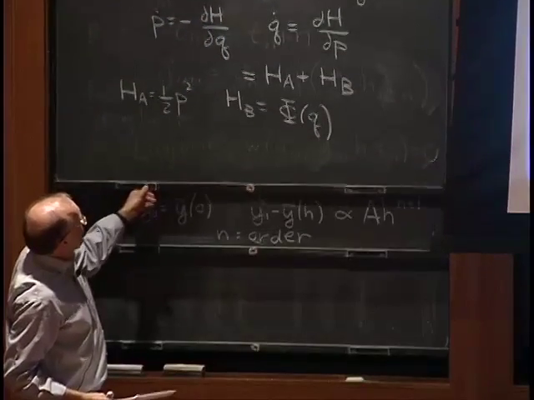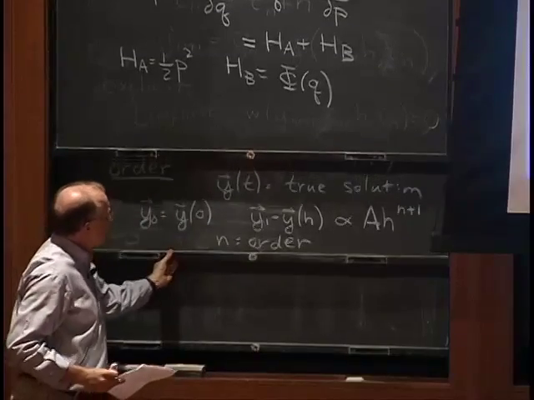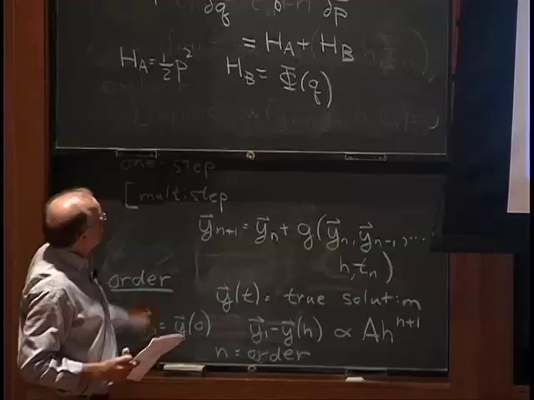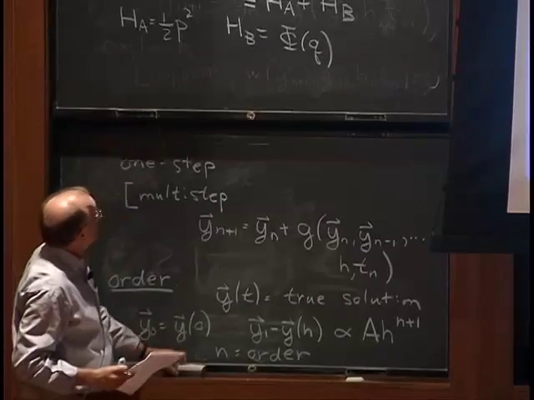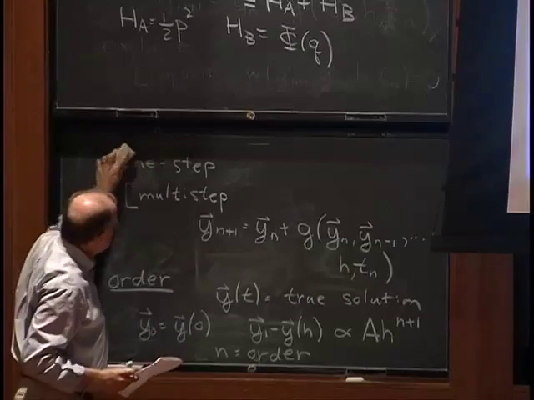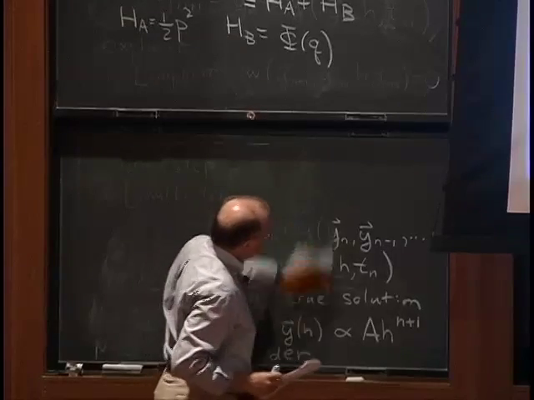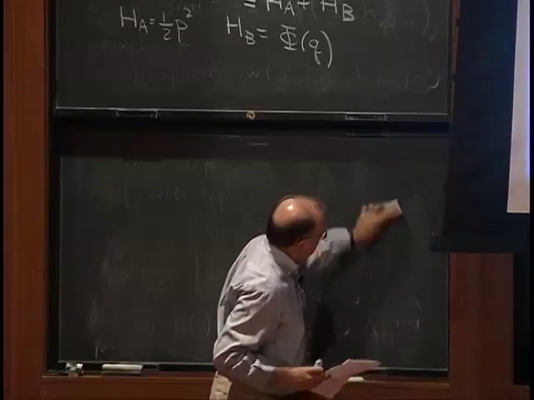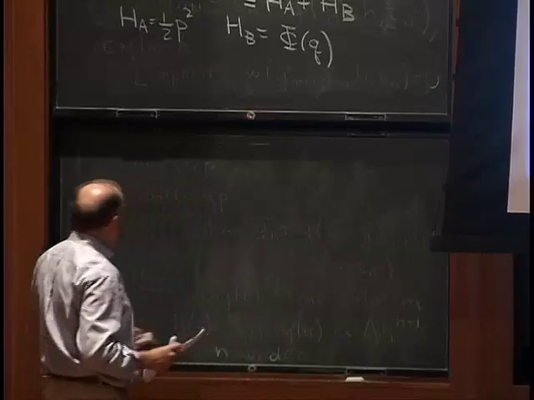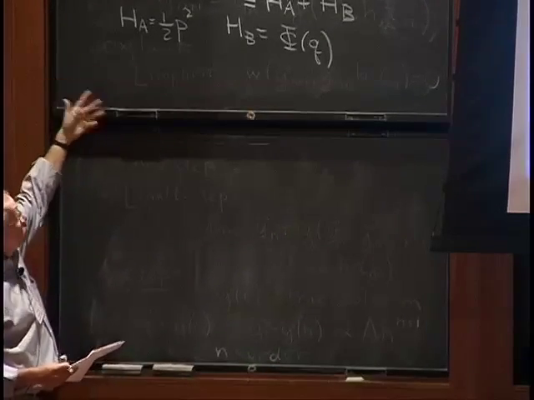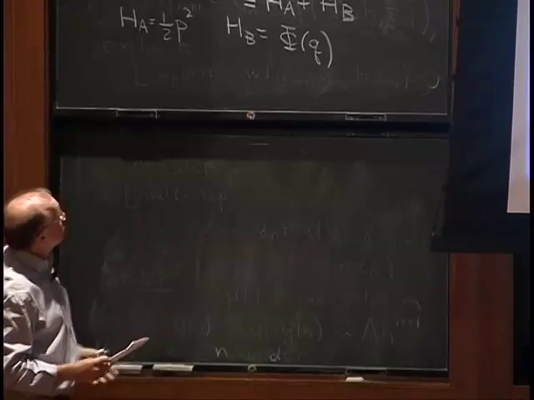Okay, so what I'd like to suggest now is that we look at the evolution of the system under the Hamiltonian HA alone. So we'll forget about HB. If all we're doing is following the Hamiltonian flow under HA, p dot is -dH/dq, but there's no dependence on q, so p dot is 0.